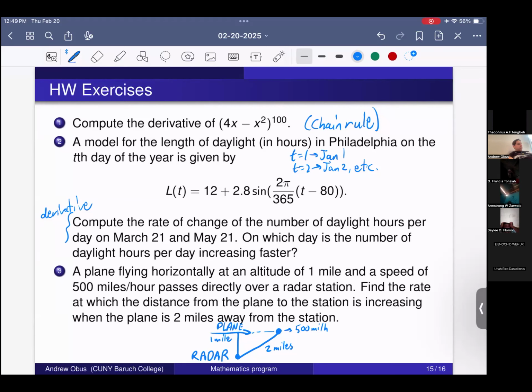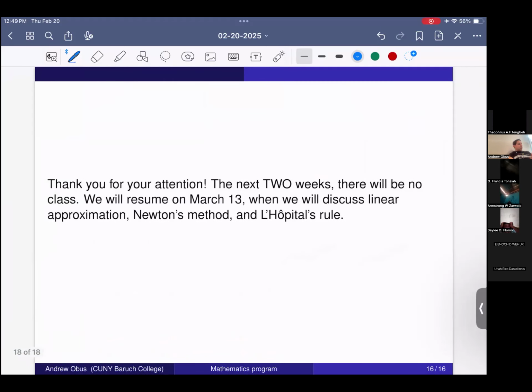Now we have lots and lots of time until the next class. So for the next 2 weeks, unfortunately, there's not going to be any class because I have conflicts on both of those Thursdays. So the next time that we're going to resume is March 13th, and we'll discuss linear approximation, Newton's method, and L'Hopital's rule. But this is 3 weeks from today, which means lots of time to try the homework.